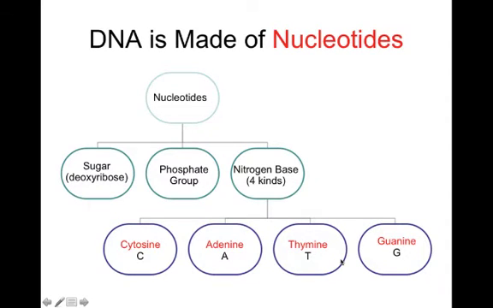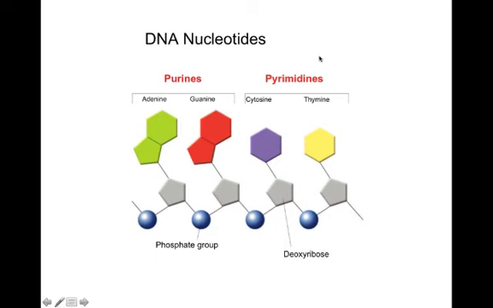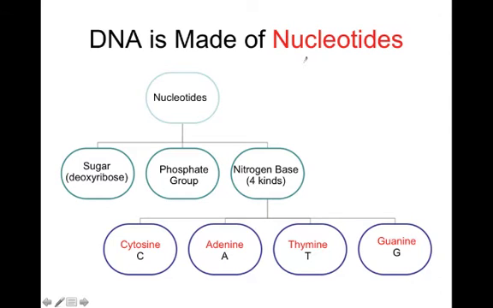Okay, moving on. DNA is made up of these chunks called nucleotides, these molecules. And a nucleotide is made up of three things. It's made up of sugar, phosphate, and a nitrogen base. You do need to know that. There are four types of nitrogen bases. They go by C, A, T, and G, or cytosine, adenine, thymine, and guanine. We're going to learn how those pair up in a little bit.